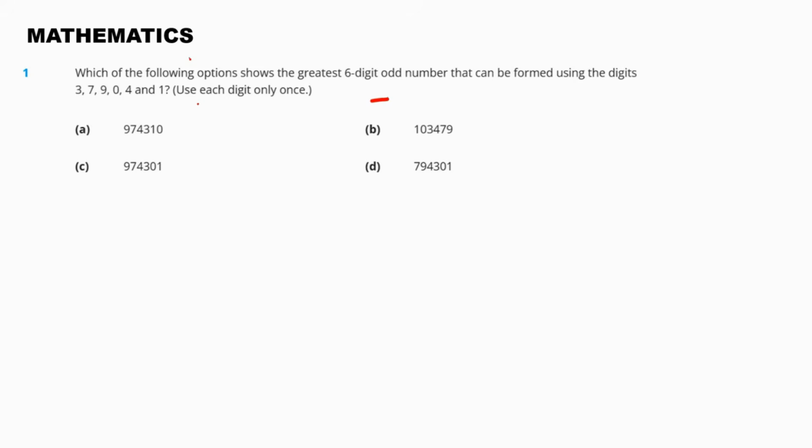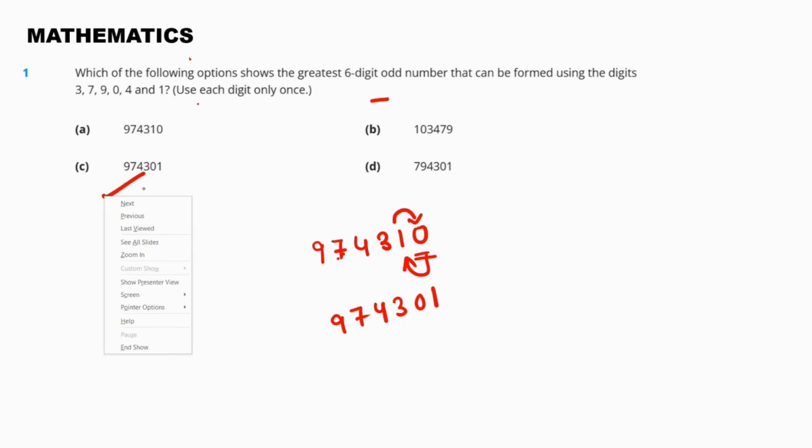So when we have to make the greatest number, we arrange the digits in descending order, that is big to small. So that would be 9, 7, 4, 3, 1, and 0. But that's not an odd number. We need an odd number. So we just swap the last two digits, because when we bring 1 at the ones place, it becomes odd. So rewriting it, 974301, which is there in option C. So that's the answer.